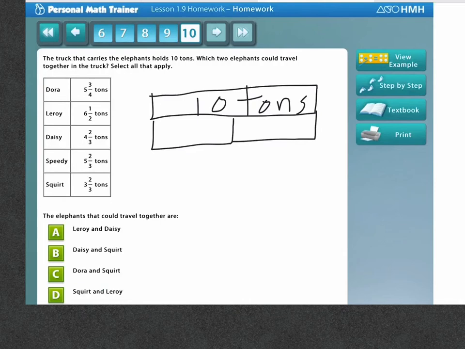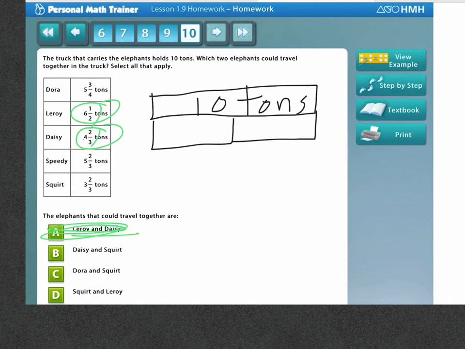Right off the bat, we know that using rounding, 5 and 3/4 and 6 and 1/2 would be well over 10, so these 2 won't work. So we're looking for 2 numbers that do work. I think it's best probably to use the answers to help us solve this problem. So if we look at Leroy and Daisy, here's Leroy and here is Daisy. Well, that's not going to work because 6 and 4 make 10 and there's some extra parts, so that won't work, so we can eliminate that.